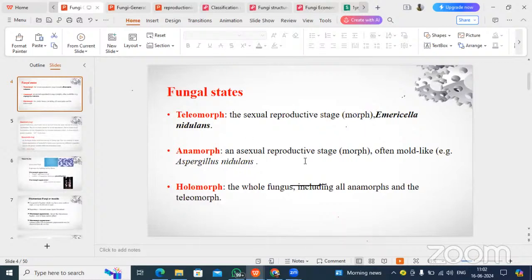Anamorph means asexual stage. Usually, first it is Aspergillus nidulans, before identification of sexual reproduction. But after sexual reproduction was identified, they gave the telomorph stage name, Emericella nidulans. The combination of telomorph and anamorph, the whole fungus, is called the holomorph. Holo means whole, total. Holomorph.